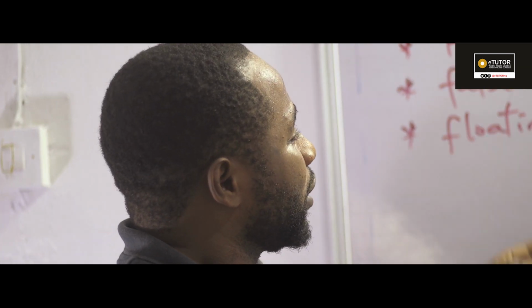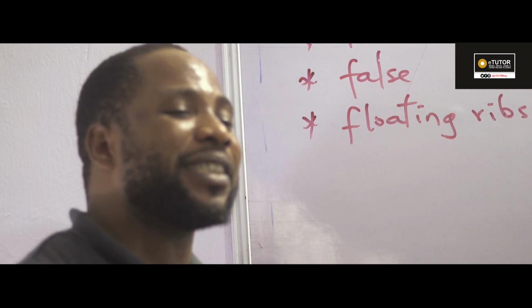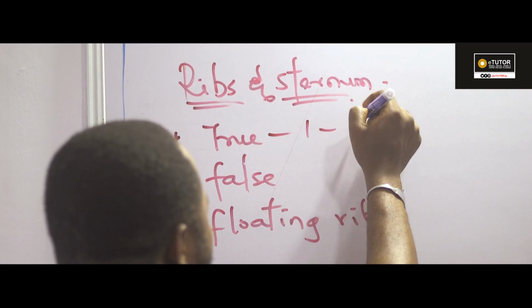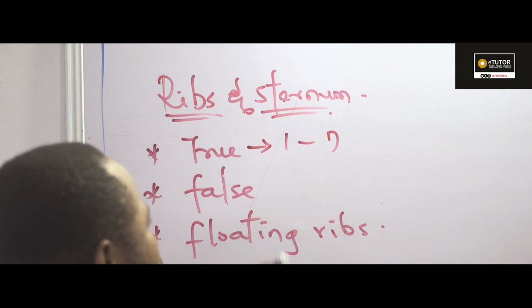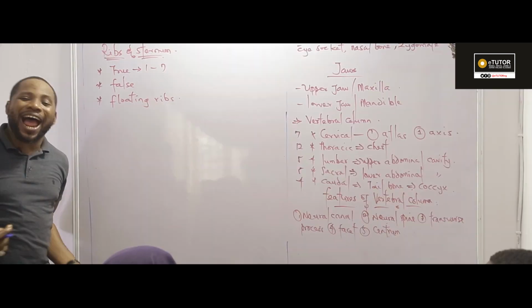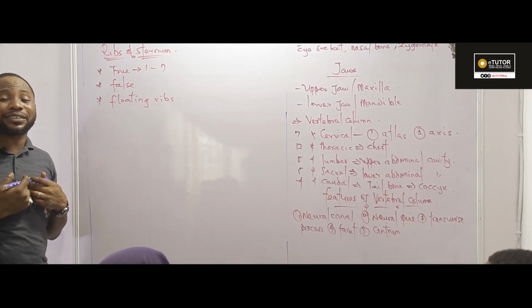What is the meaning of these three types? The true ribs are the first 7 ribs. Ribs number 1 to 7 are called true ribs, and they attach directly to the sternum.